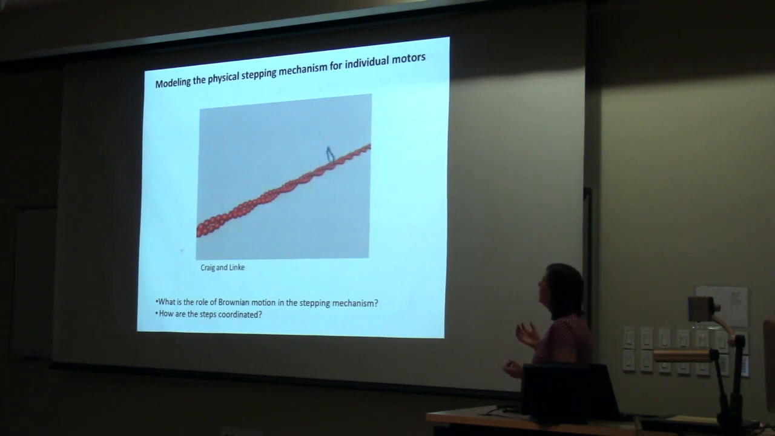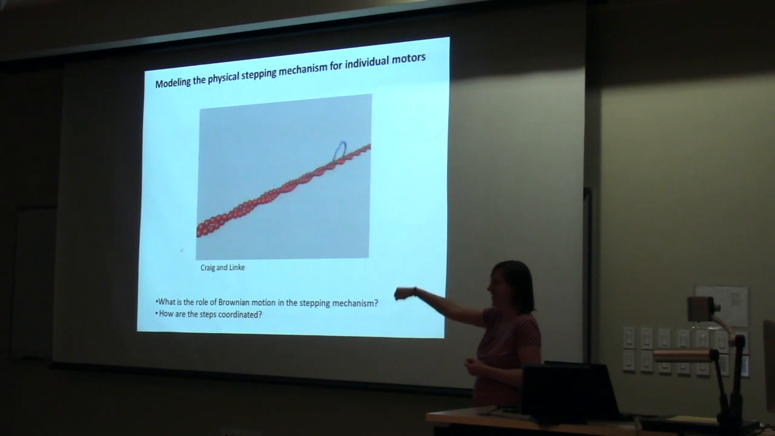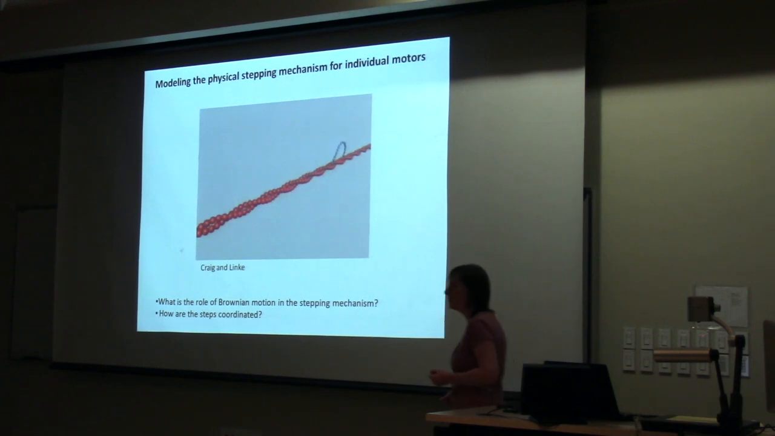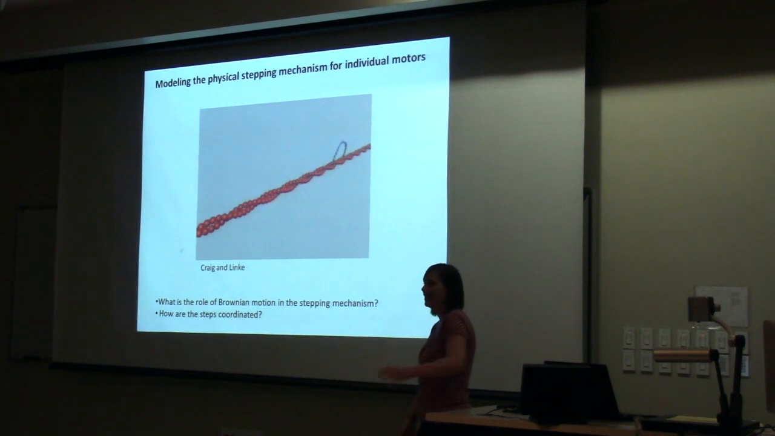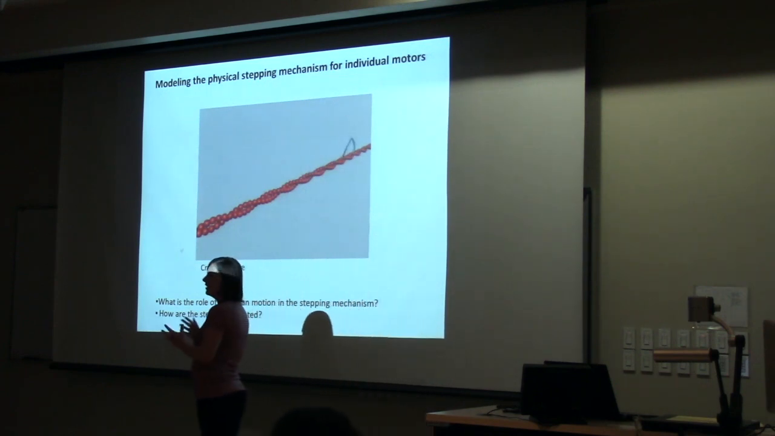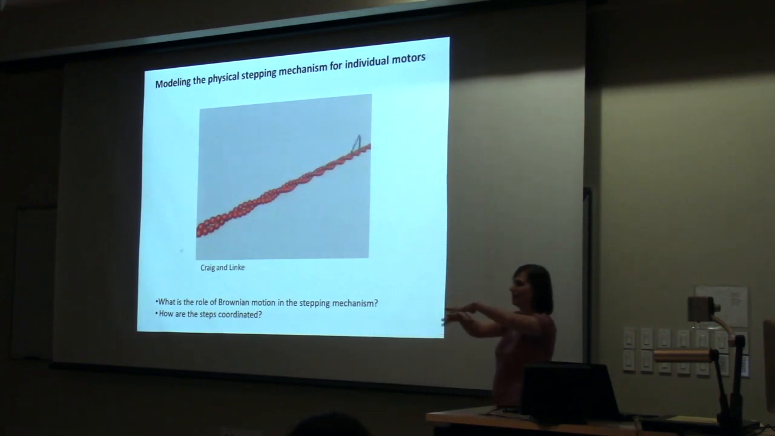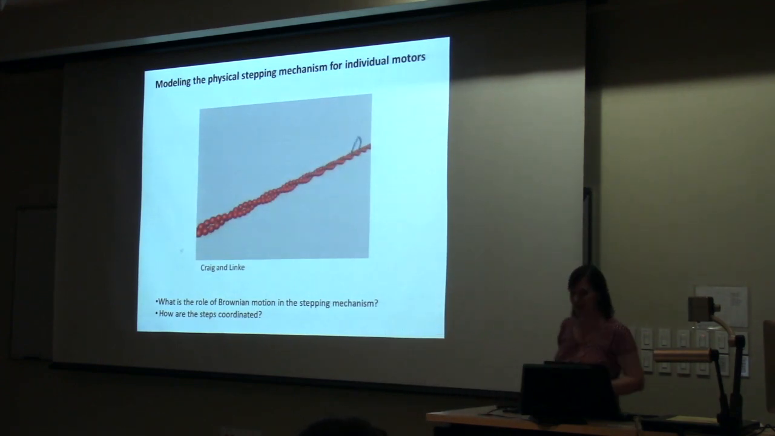The other is, yeah, sometimes the one in front actually detaches first. And that gets to my second question, how are the steps coordinated? How does the foot that's in front know it's in front? How does the one that's behind know that it's my turn to take a step, right? So that's kind of another big area where physics and biochemistry overlap, where we want to understand the coordination mechanism for that stepping.